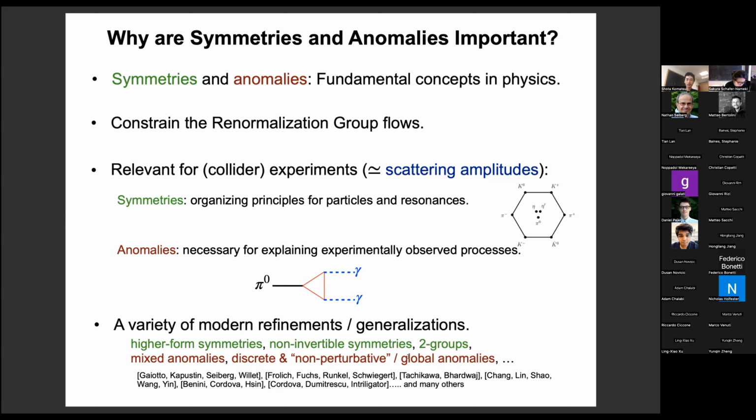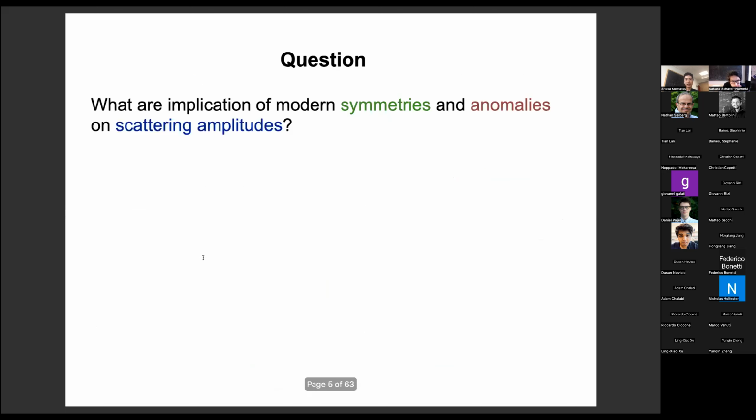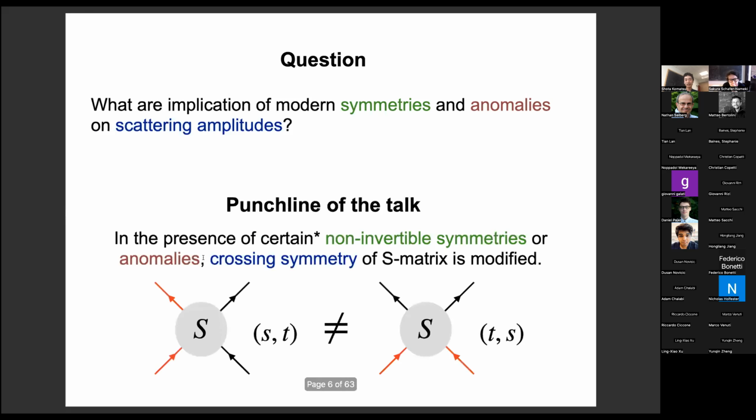However, unlike traditional symmetries and anomalies like the ABJ anomaly, it is less explored what the implication of these modern symmetries and anomalies is on scattering amplitudes. That is the big question that I want to address in this talk. The punchline of the talk is that in the presence of certain non-invertible symmetries or anomalies, the crossing symmetry of the S matrix is modified.